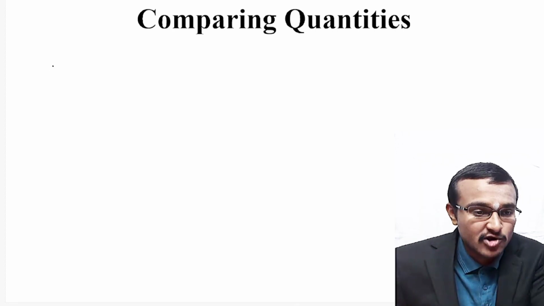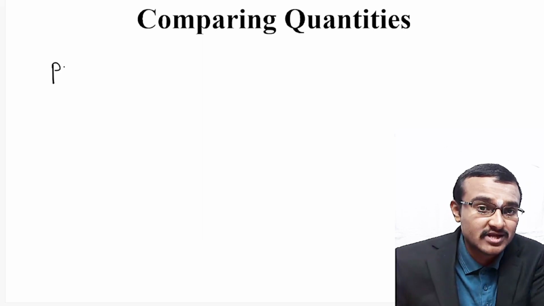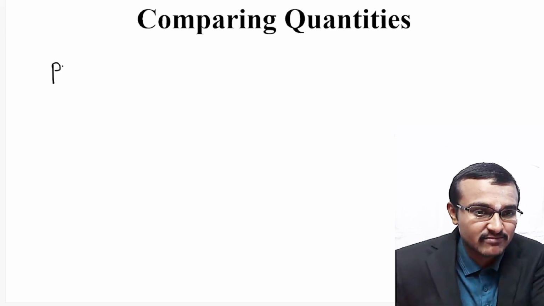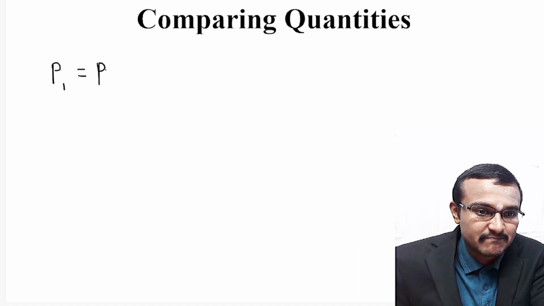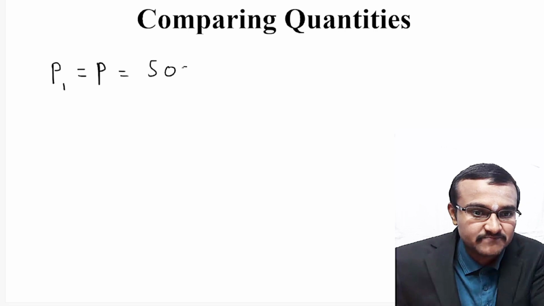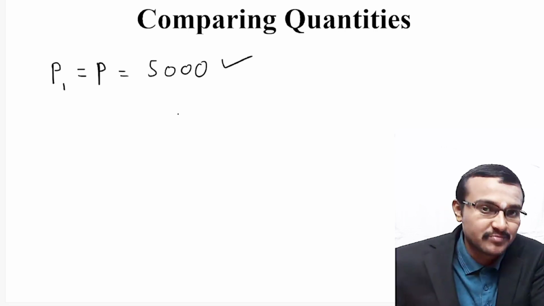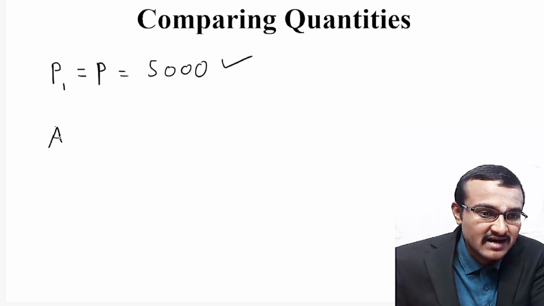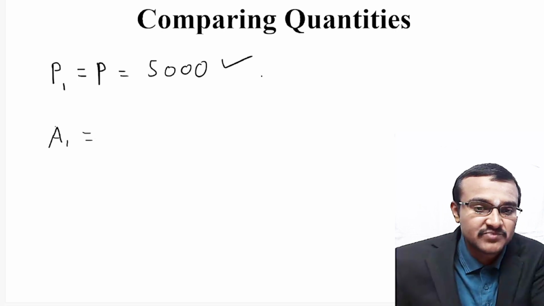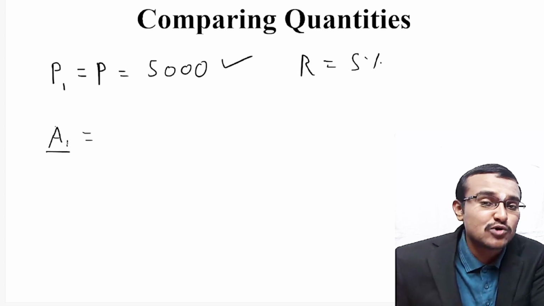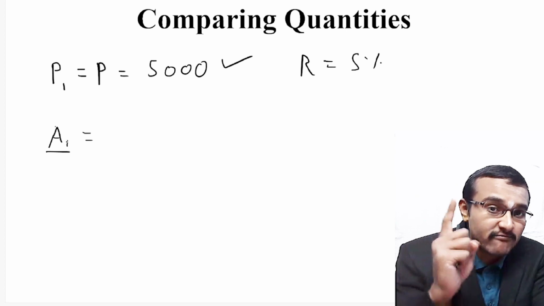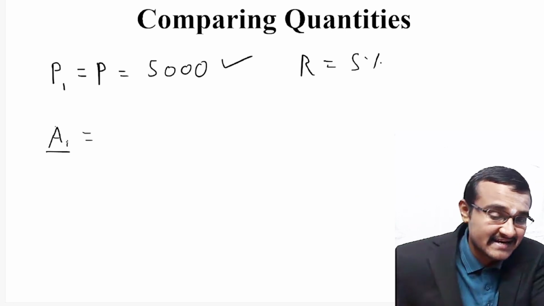So to derive a formula for compound interest, that is the total amount after compounding interest on a particular principal amount, let us take the first principal amount P1 as P, which is some amount. Let's say 5,000. So let this be P1 or P. What will be the amount 1 which you will get at the end of the first year? Let's say the rate of interest is 5%. Amount 1 means the amount you will get at the end of the first year.